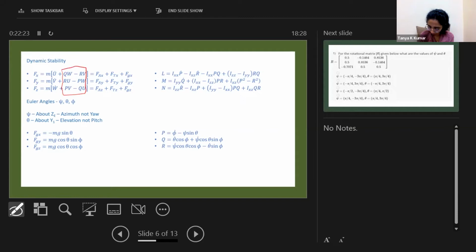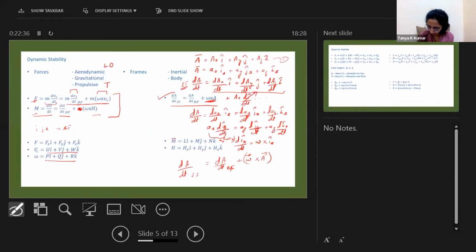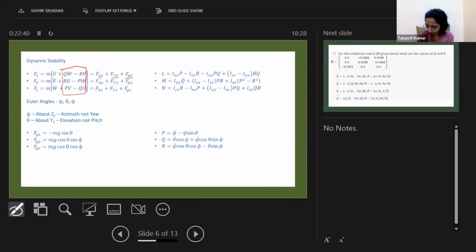Okay. Now, what are these equal to? They are equal to the total sum of forces that are acting on the body. What are the forces acting on the body? You have aerodynamic factors, you have thrust, that is the propulsive factors, and the gravitational factors. We had discussed this, right? So aerodynamic, gravitational, and propulsive. Propulsive is only thrust, so that is T. Similarly, you write it for the three directions. Now you write the equation for the moment equation, that is LMN components.